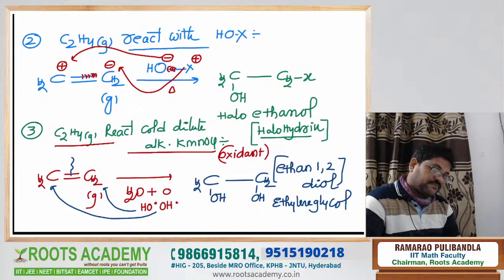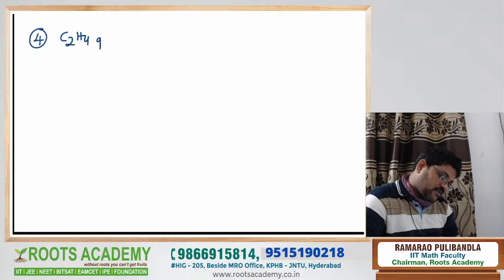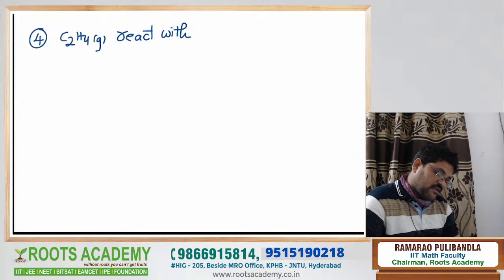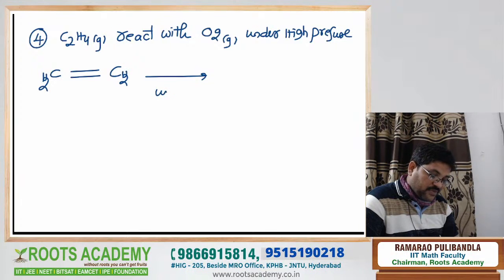And come to the fourth reaction. So what is the fourth reaction given? Ethene gas reacts with what? Ethene gas reacts with O2 gas under high pressure. What am I saying? Ethene gas reacts with O2 gas under high pressure. Simple explanation. It's a very easy explanation. See, ethene gas means what? CH2=CH2. So O2 gas reacts under high pressure.